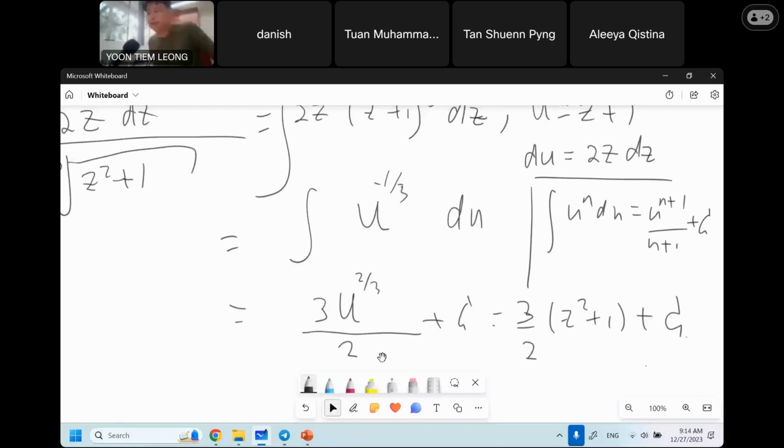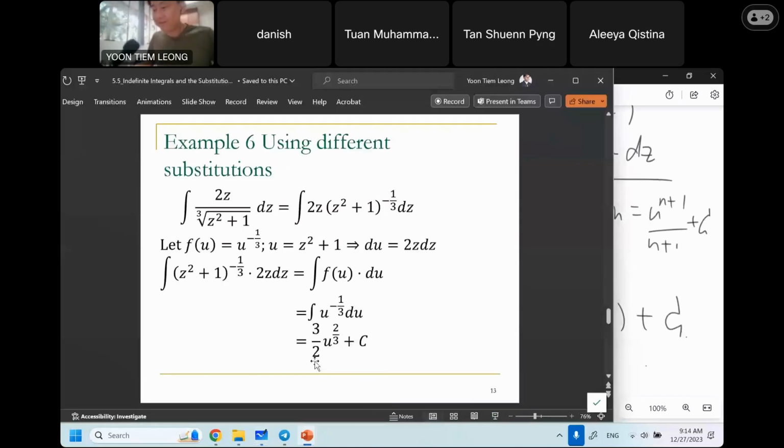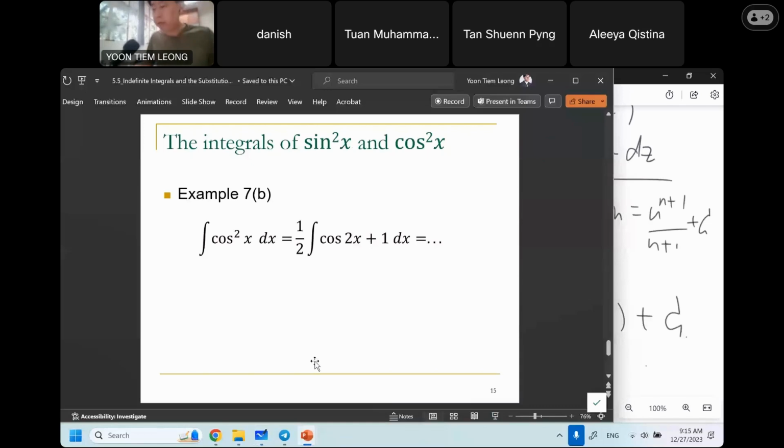Right? This is what people do when they leave the constant off at the end of the indefinite integral. Okay, so the next example would be the integrations of sine square x and cos square x. What we would do here is to try to perform the integration of sine square x or cos square x using the substitution rule.